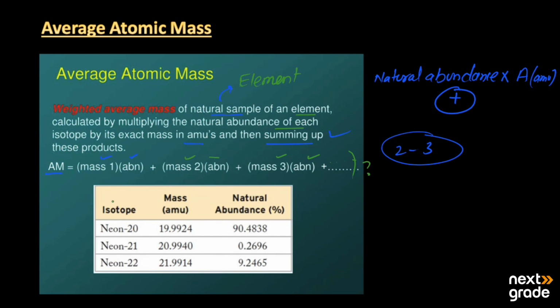So here we have the three isotopes of neon: neon-20, neon-21, and neon-22. These are their atomic mass units, that is, the average atomic mass unit. The third row has the natural abundance in percentage. The first one is 90%, the second one is 0.26, and the third one is 9.2%. From this we can find the average atomic mass of neon.